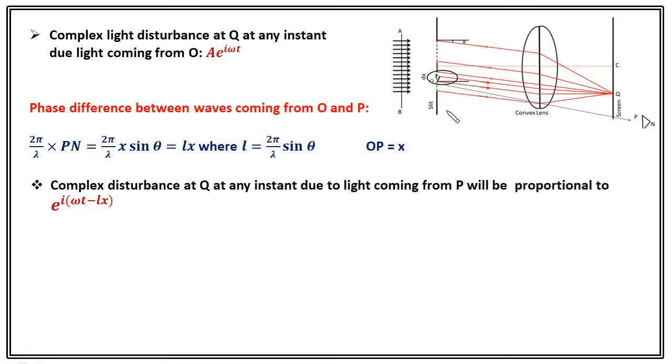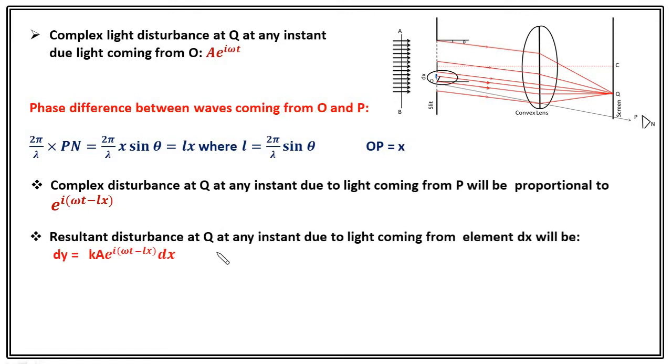Now the next question is, what is the complex light disturbance at point Q due to light coming from the diffracting element dx? And it is very easy for us. We can easily guess that the larger the width, the more the disturbance. Therefore, the disturbance will be proportional to dx. So we can simply write the resultant disturbance at Q at any instant due to light coming from element dx as dy. Therefore, dy is equal to K A e to the power i(omega t minus Lx) dx. Here K is a proportionality constant. Okay. Now the final question.